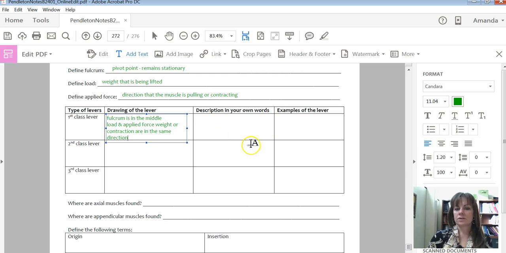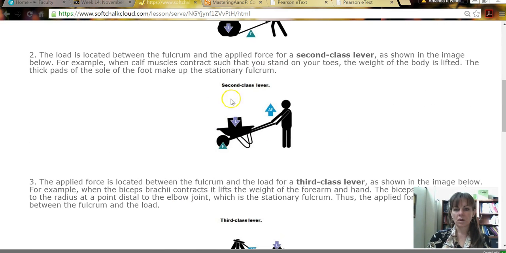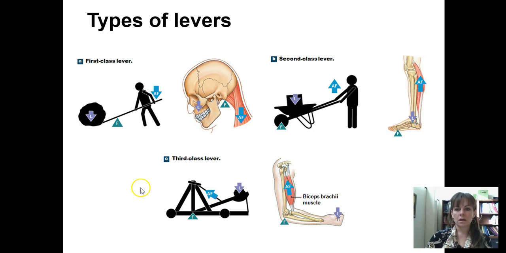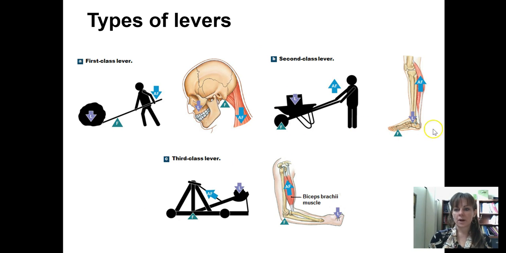Okay, put a description in your own words and also give that example that we talked about, so you have that example in your head. Okay, so a second class lever. This is more like a wheelbarrow, and let me again go here. Right on this image, we're going to be talking about this right here, second class levers. And so again, I'm going to switch to the big screen and demonstrate what's going on right here.